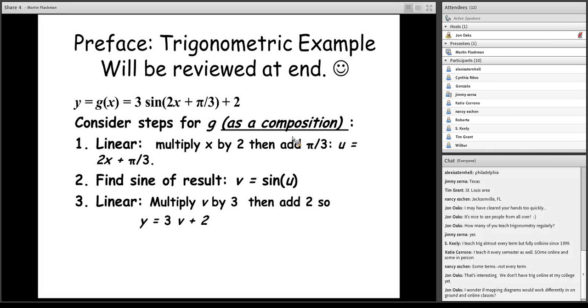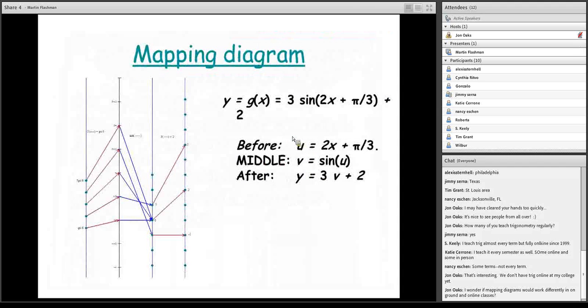Now, this way of thinking about this function is not the way it's done in the textbooks. The textbooks recognize forms and talk about shifting things around on the original sine graph. I want to show you what that looks like when you think about this function as a composition with mapping diagrams. So here's what it will look like, and we'll be talking about this later in the webinar. But this is where we're heading, to understand this mapping diagram.